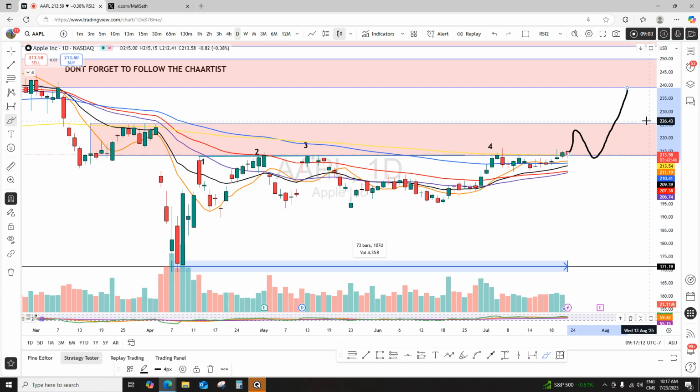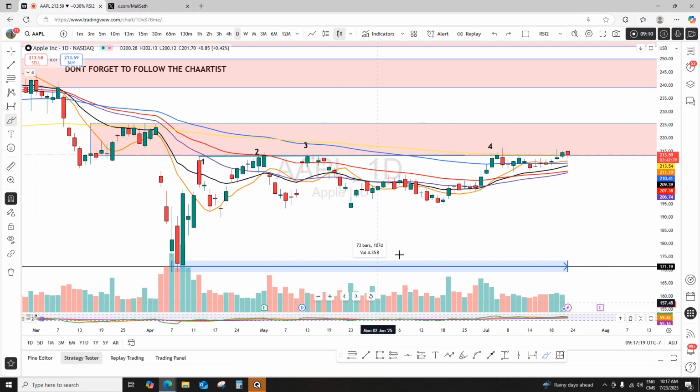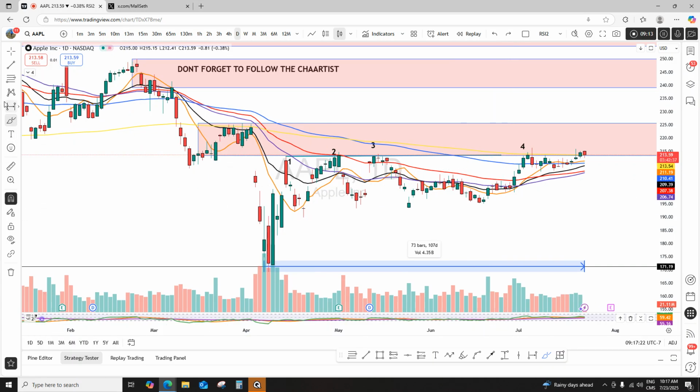That's what I'm assuming. Let's see how it goes. Everything is being recorded here so that you can study. Now, as far as indicators, let me tell you the indicators part as well.